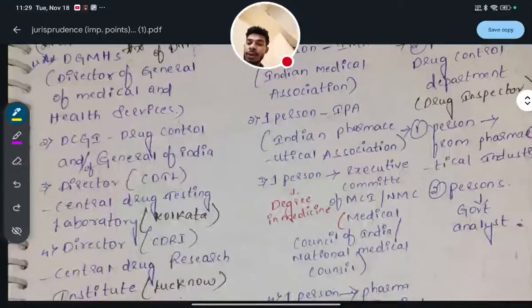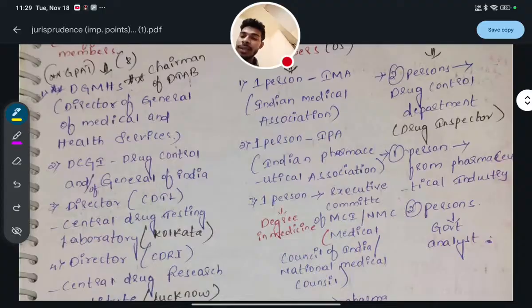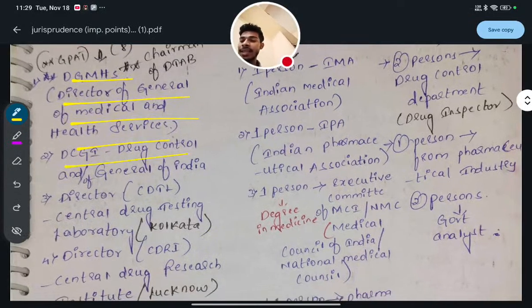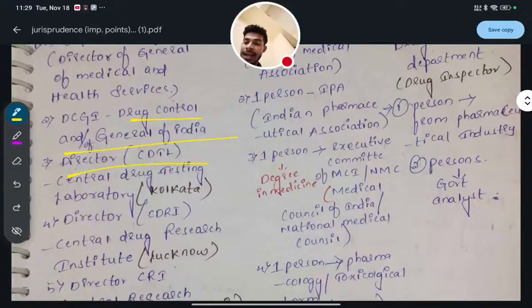Next, see who are the 8 ex officio members. Number 1, DGMHS, Director General of Medical and Health Services. Next, DCGI, Drug Controller General of India. Next, DCTL, Director of Central Drug Testing Laboratory.